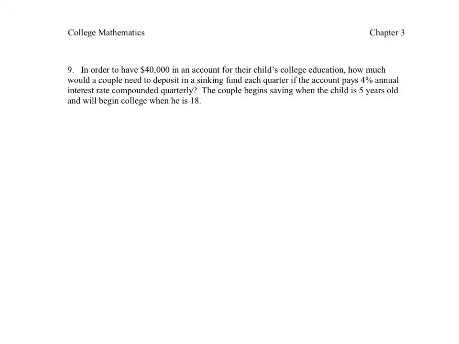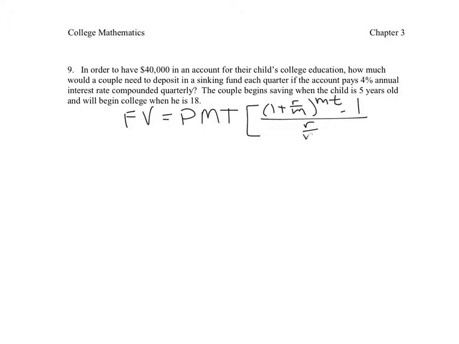And they're going to begin saving when their child is 5, and they're expecting their child to begin college when he is 18. So, same formula, it's just now we're going to be plugging in a little differently because we're not looking for the future value. We're going to be looking for that regular payment. So I'm going to copy down my formula. And we're going to plug in the pieces that we know. We know they want to have $40,000. So that's what the future value should be. We're looking for this regular payment amount. So PMT is our variable here that we do not know.